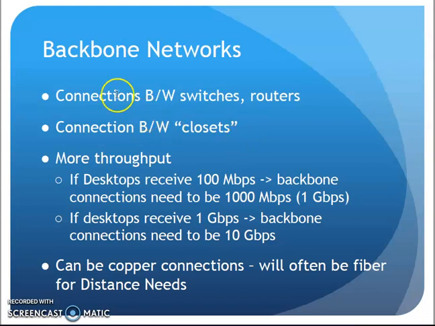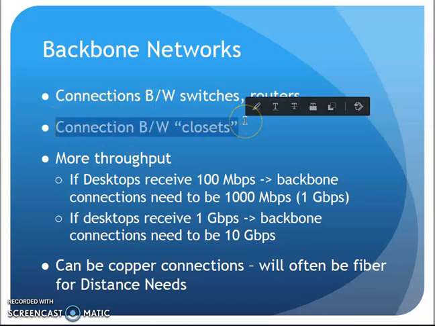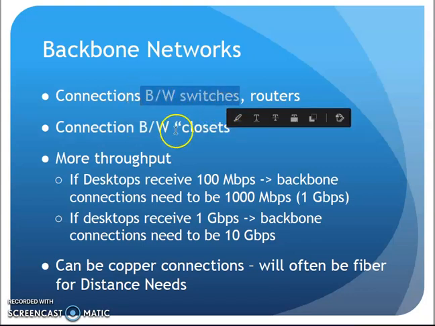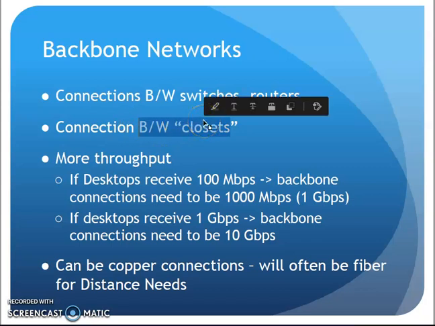Our backbones are really the connections between our main networking devices, usually switches, sometimes routers. This is also the connection between our closets, with little air quotes there. Typically, the connection between closets in my network and between my buildings is usually a high bandwidth backbone link. These backbone links are typically large throughput.